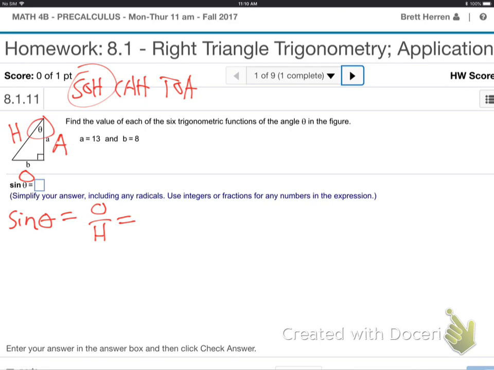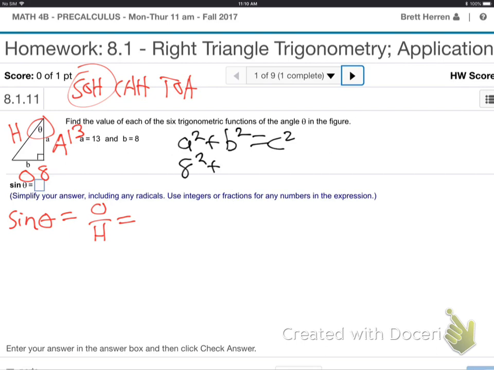They're telling me A is 13. This side is 13. B is 8. How do I find the hypotenuse? The Pythagorean theorem. Yeah, exactly. Everybody good with that? The Pythag: A squared plus B squared is C squared.